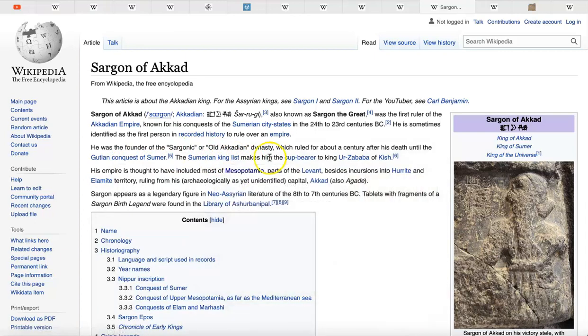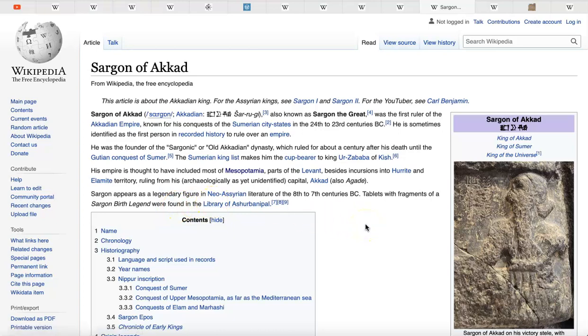The Sumerian king list makes him the cup bearer to King Ur-Zababa of Kish. His empire is thought to have included most of Mesopotamia, parts of the Levant, besides incursions into Hurrite and Elamite territory, ruling from his archaeologically as yet unidentified capital Akkad, also Agade. Sargon appears as a legendary figure in Neo-Assyrian literature from the 8th to 7th centuries BC. Tablets with fragments of a Sargon birth legend were found in the library of Ashurbanipal.